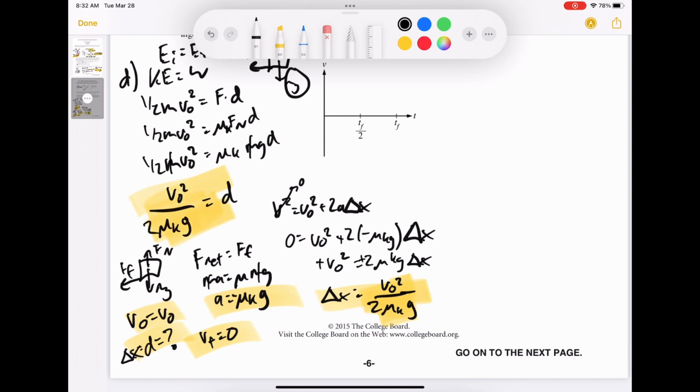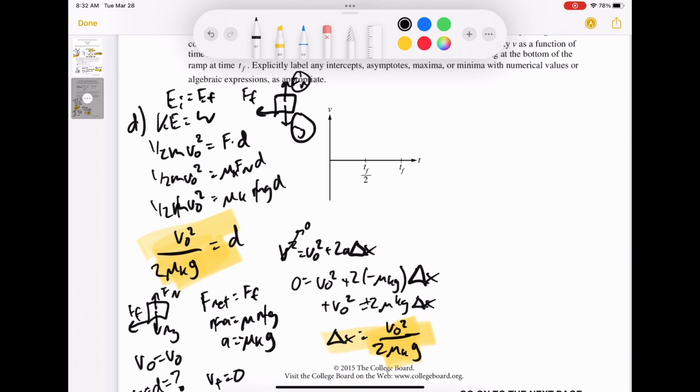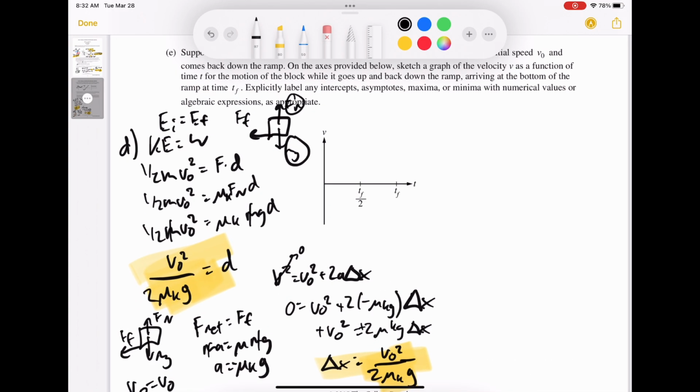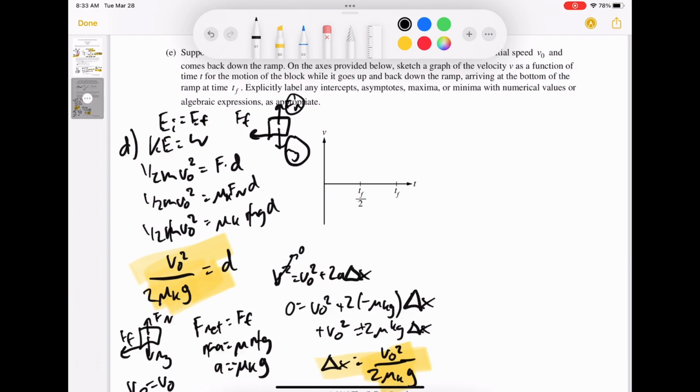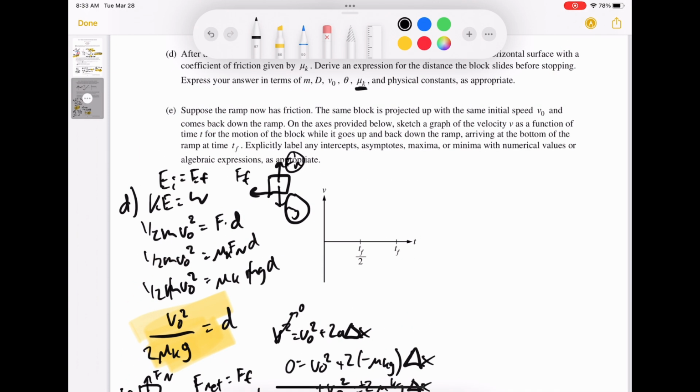You should always try to do a problem in 2 different methods, but that's not necessarily super important to do, because it's kind of a waste of time. I'm just using both methods so you can see the 2 different ways that it's possible to solve this. Okay, so now suppose the ramp has friction.